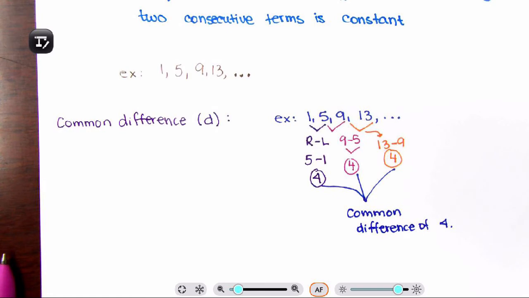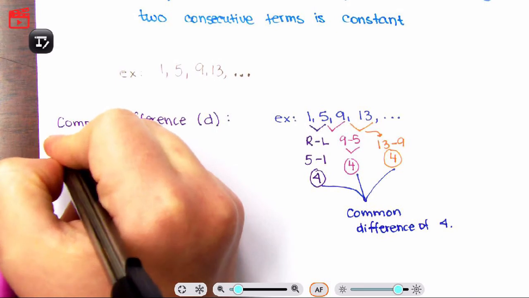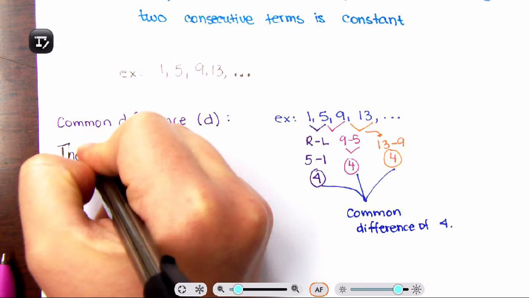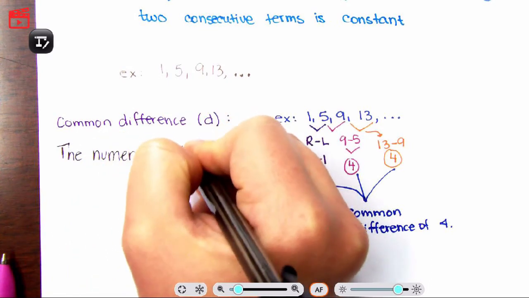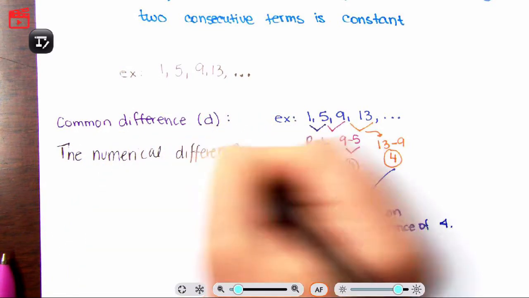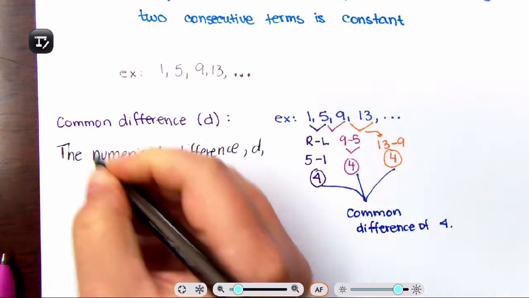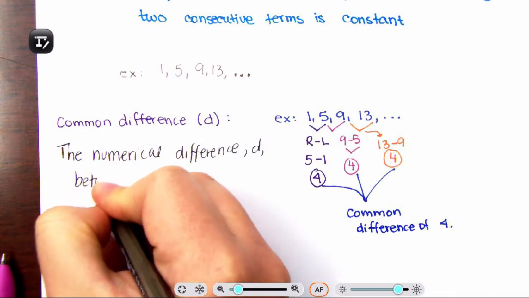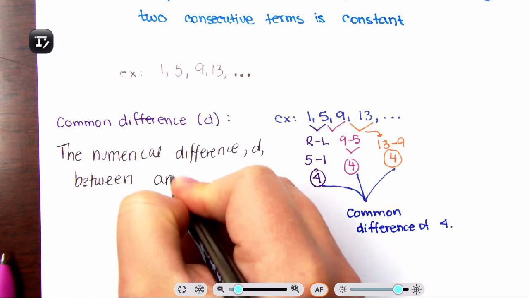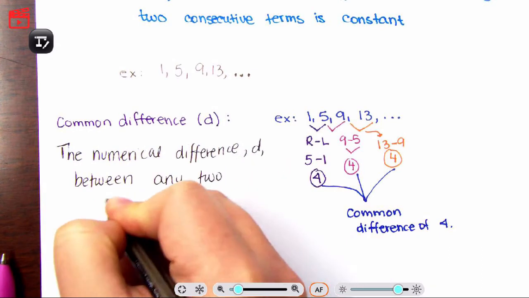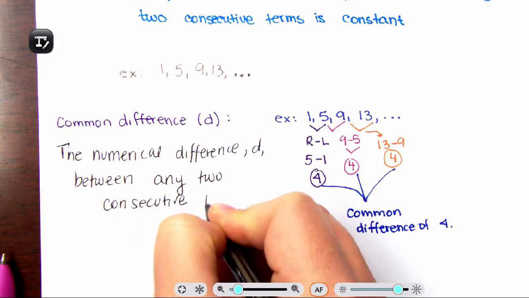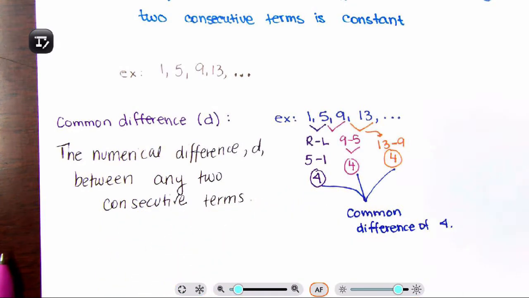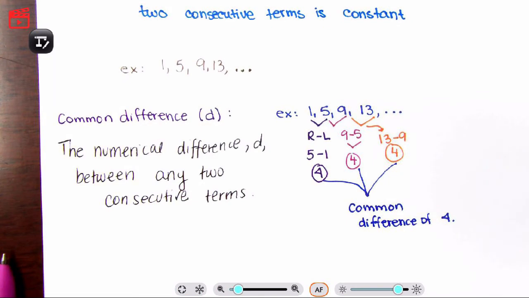Now, let's go ahead and give a formal definition for the common difference. Common difference is the numerical difference, and again, lowercase d, between any two consecutive terms. Now, consecutive just means that the numbers come one right after the other.